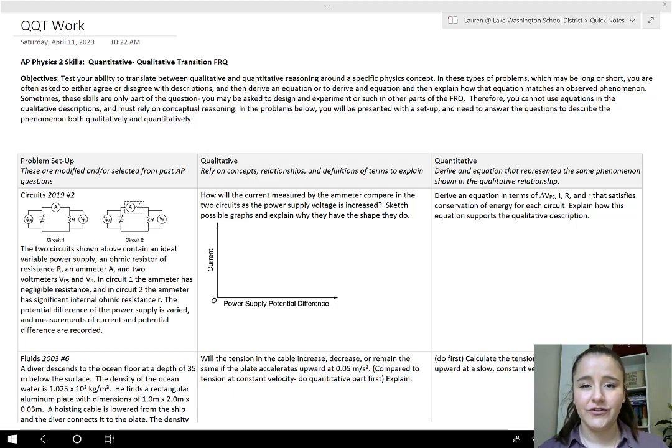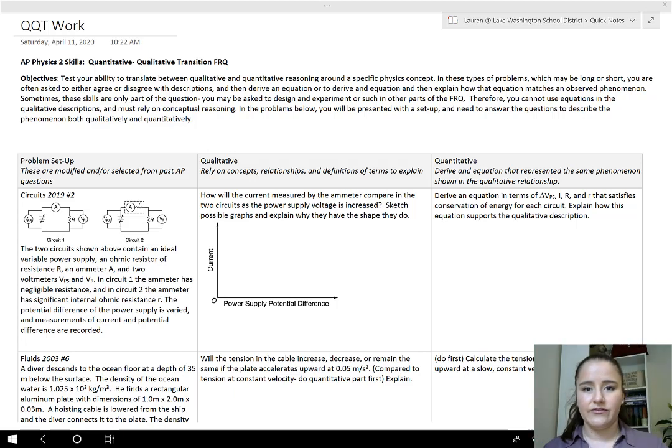Today we're going to be focusing in on QQT, or Quantitative Qualitative Translation style free response questions. This is one of the styles of free response questions that's going to be present on the 2020 AP exam. So let's dive into what these questions actually are.